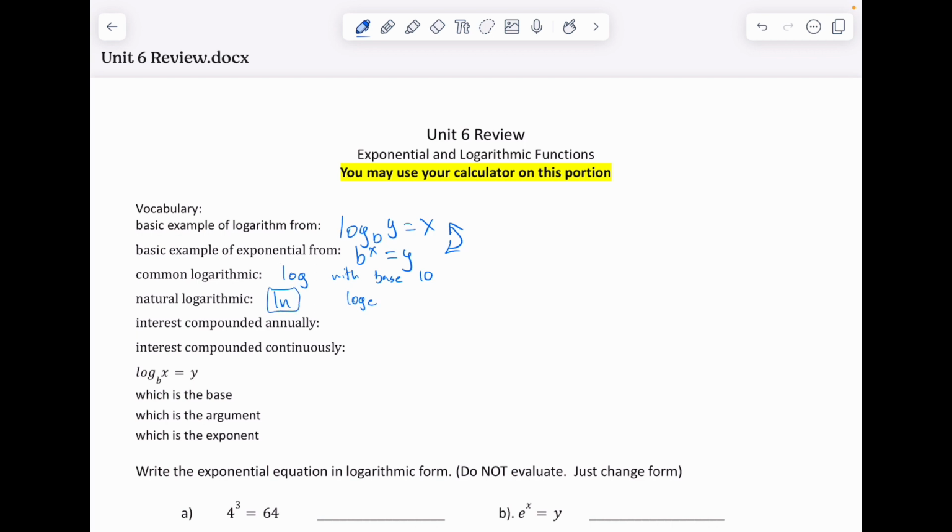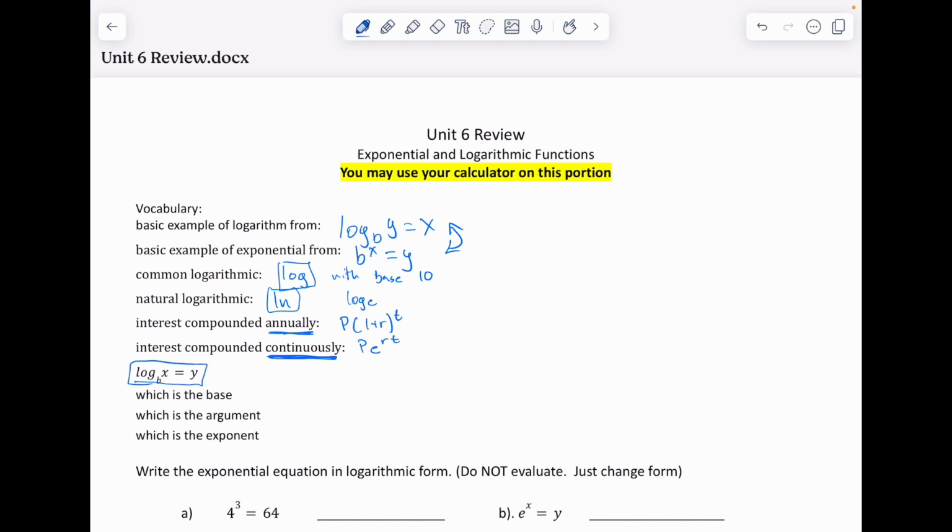But this is all I really want you to know. When you hear interest compounded annually, you're going to be thinking about P times (1 plus r) to the power of t. That's annually. If you have continuously, then you're going to go with P times e to the power r times t. PERT is continuous, whereas P(1 plus r)^t is annual, just one time.